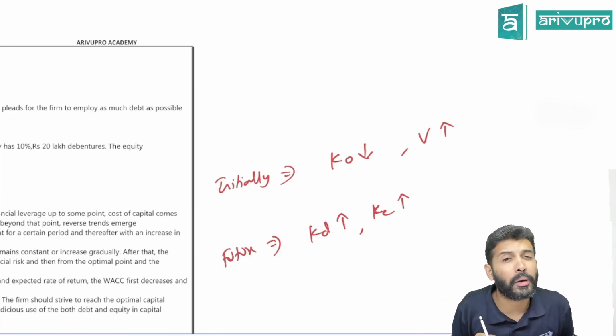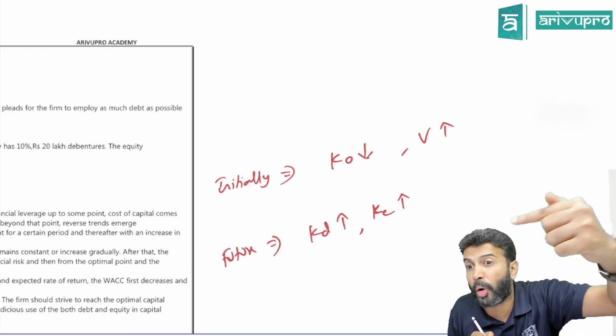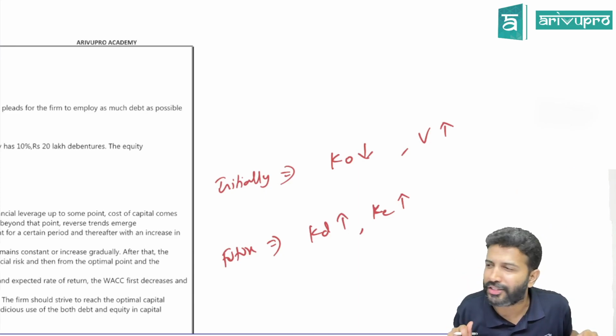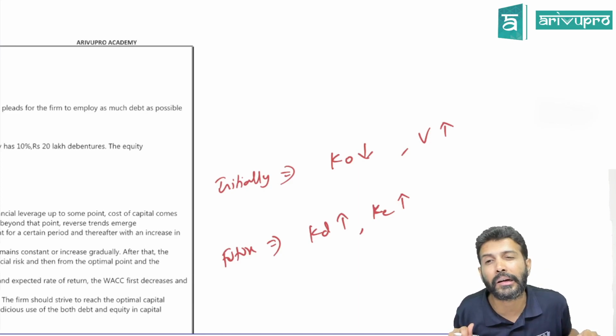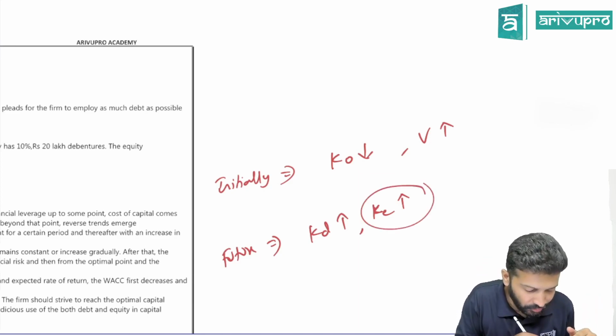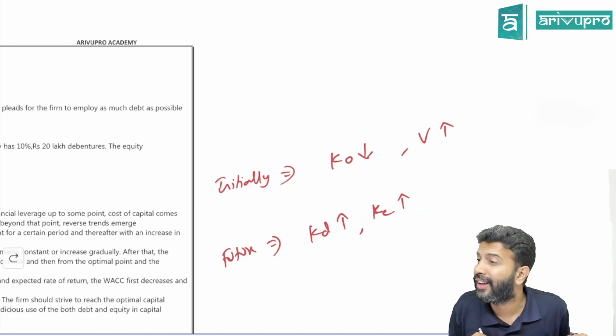Hence, if you take more and more loan, what happens to the risk element? The business becomes more and more risky. So if equity shareholders are taking too much risk, will they expect the same return or a higher return? Now the business has become more risky, so the expectation of equity shareholders will increase. So cost of equity also will increase.